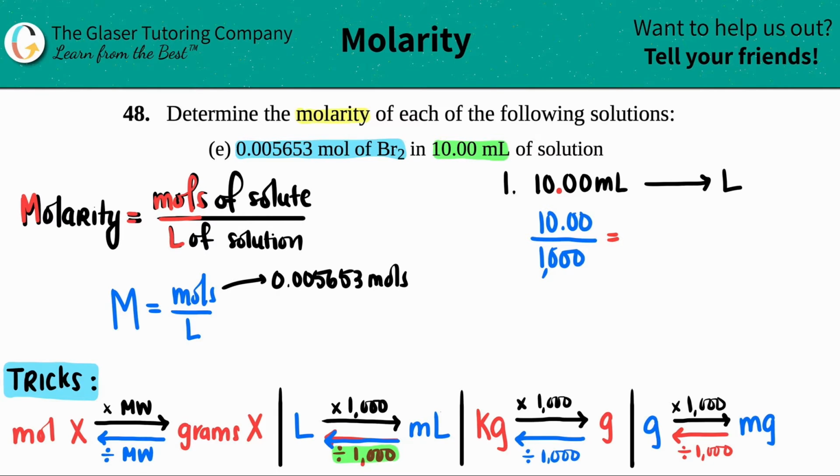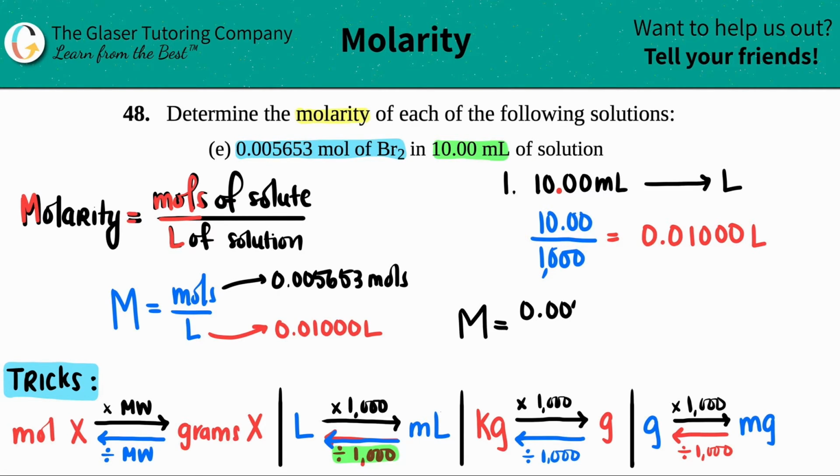So in this case, this would equal 0.01000. I'm just keeping the sig figs here, and this would be liters. I'm just going to double check myself because you never can be too certain. But yep, that's it. All right, now we have the liters. This number is 0.01000 liters. And finally, I can find my molarity. My molarity would be 0.005653, and maybe I'll just say moles, divided by the 0.01000 liters.